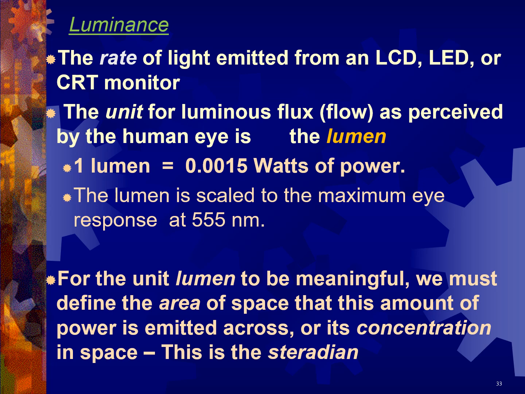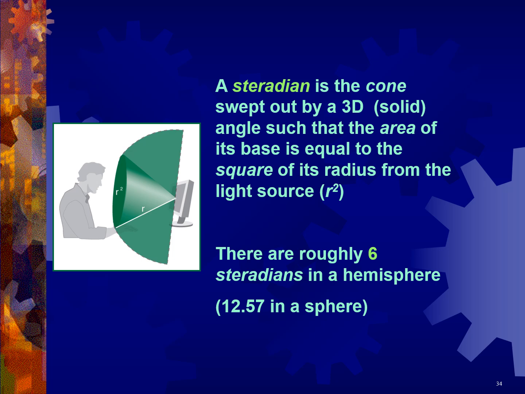Well, for the lumen to be meaningful, we need to know about what area that lumen is being projected into, and that's where we get the definition of the steradian. A steradian is a cone of viewing area. In a hemisphere, there's roughly 6 steradians. A steradian is an equilateral cone. That is, the length of the side of the cone is equal to the radius of the base of the cone. So it has very much an equilateral triangle shape in profile. It just has a circle for a base, and it's a 3D object rather than a two-dimensional object.